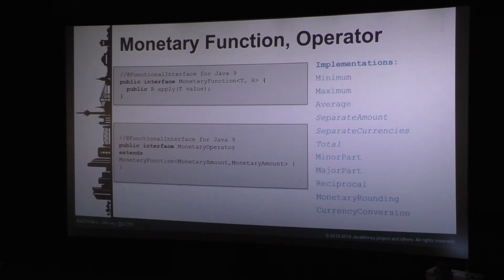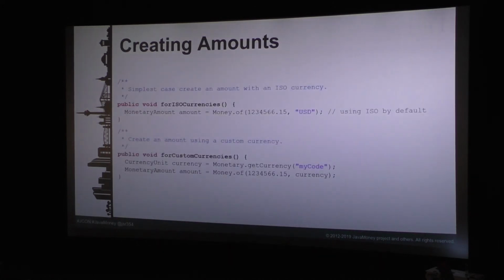We can have separate, where you get out queries, not a full amount, but here we get only the numeric part, or only the currency. We have totals, we can get the minor or major part, we can have reciprocal values. Rounding and currency conversion, the last two, are typical financial operations. We will also see that in a few examples as well.